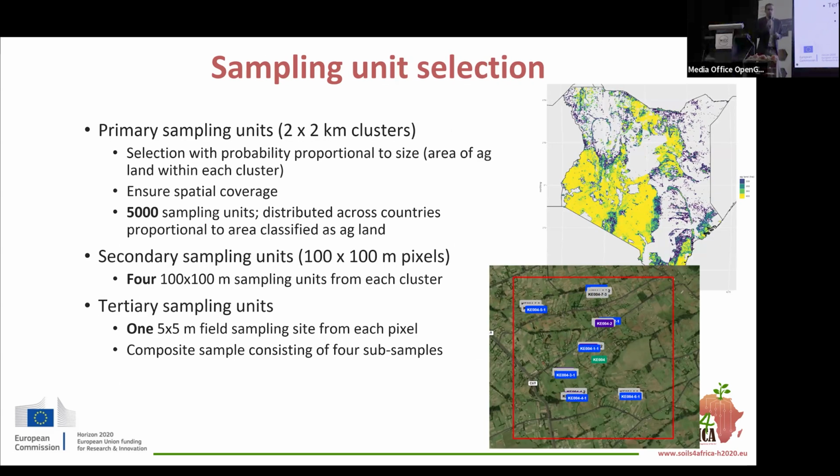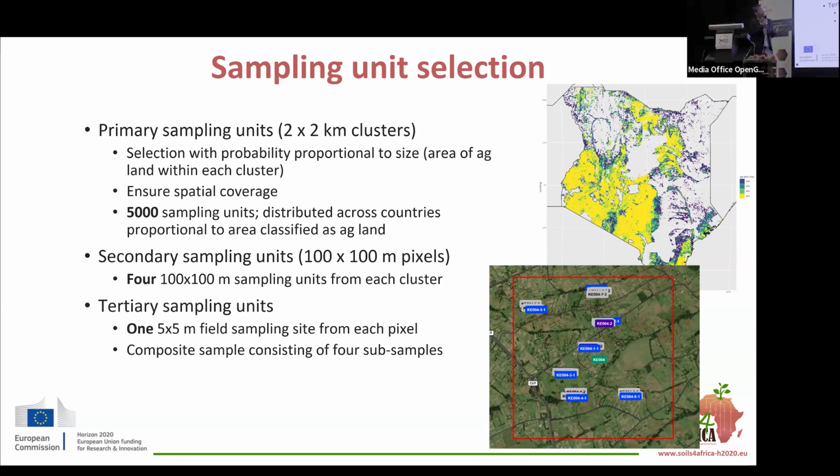So how did we go about it? Having a design is nice, but at one point you start also selecting actual locations for sampling. We started by selecting these 2 by 2 kilometer blocks or clusters. We selected them with a probability proportional to size, because the agricultural land surface differed between clusters, since not all areas within a cluster are agricultural land.